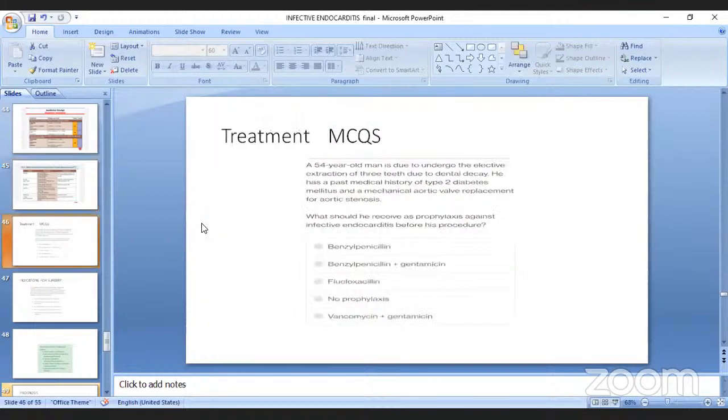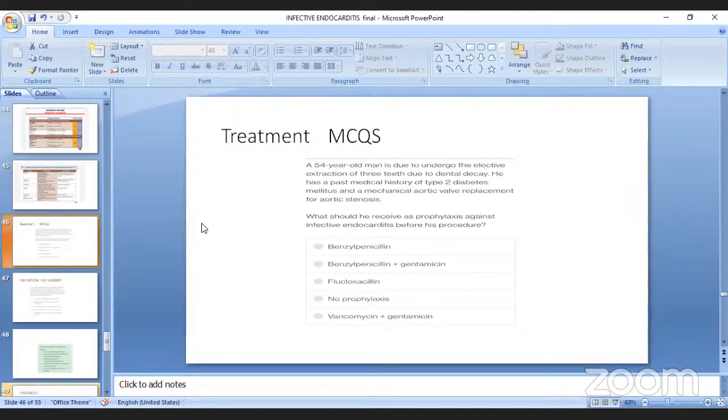Now, let's go to the MCQs, and I would be expecting a lot of students to answer this. A 50-year-old man is due to undergo the elective extraction of 3 teeth due to dental decay. See, again, these questions and this history will keep on repeating themselves in infective endocarditis. He has a past medical history of type 2 diabetes mellitus and a mechanical aortic valve replacement for aortic stenosis. So he has had a mechanical aortic valve replacement for aortic stenosis, and now he has to undergo elective extraction of 3 teeth due to dental decay.